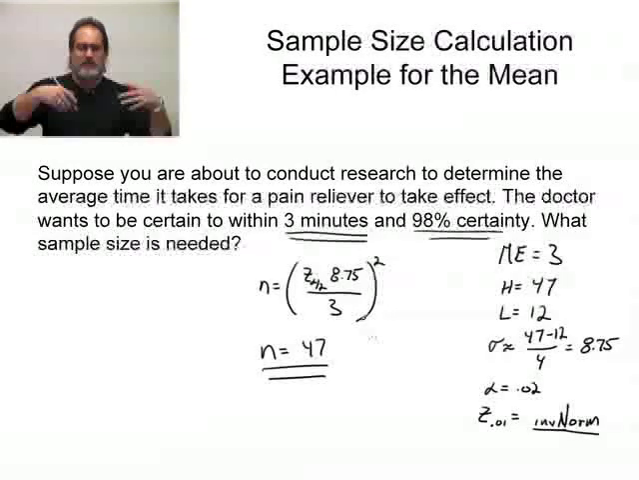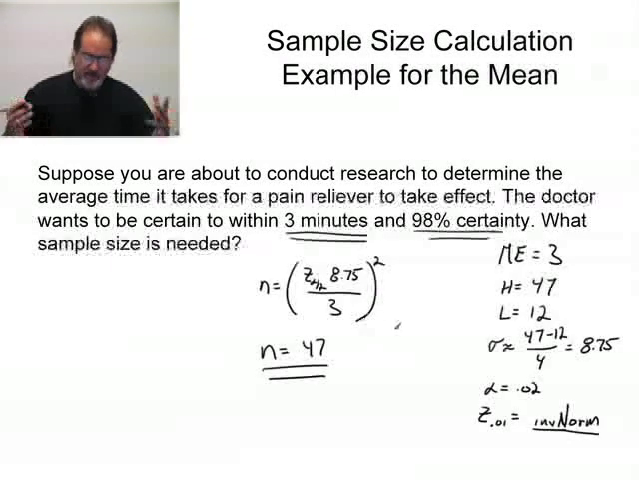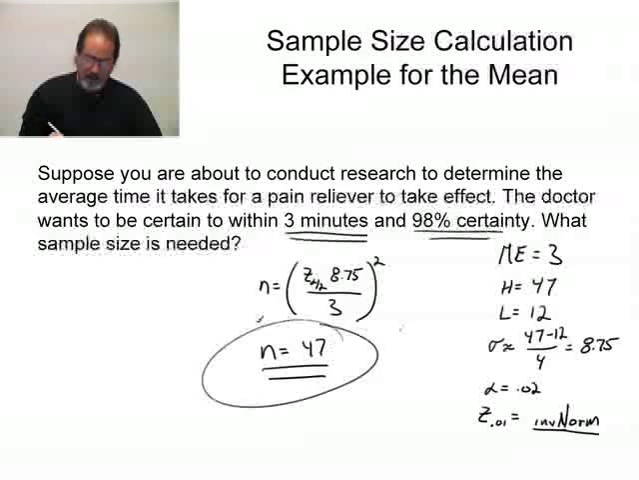I may do the iterative process, I may not. It depends totally on the situation I'm actually working with. But basically, that's it. That's really all you need to do to calculate the sample size that you need if you're going to go out and take a survey or collect some data with the idea of doing inference for the mean.